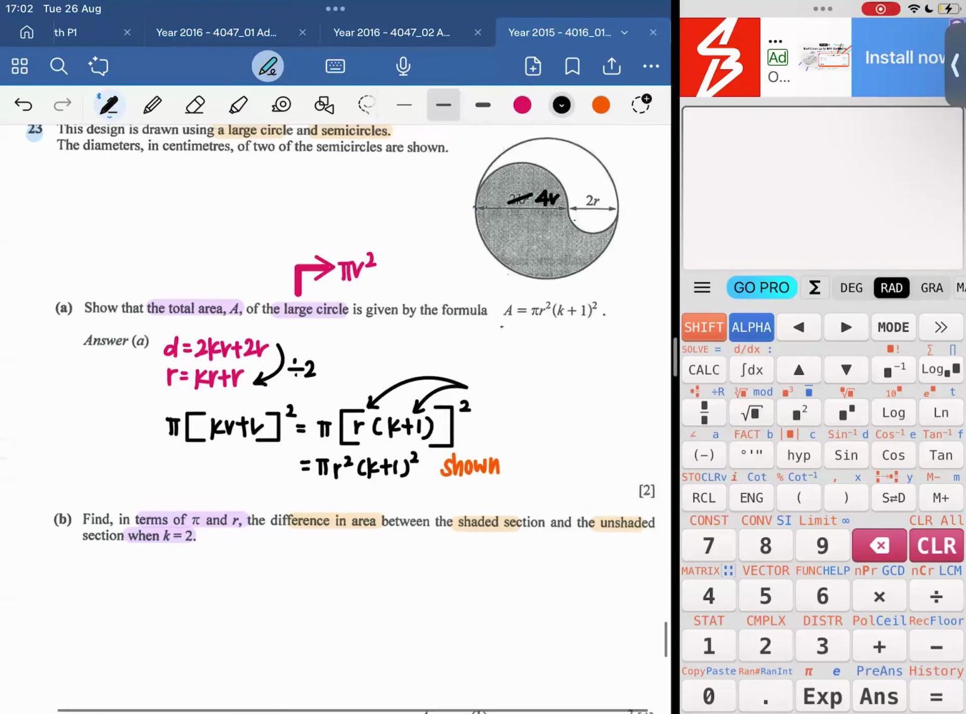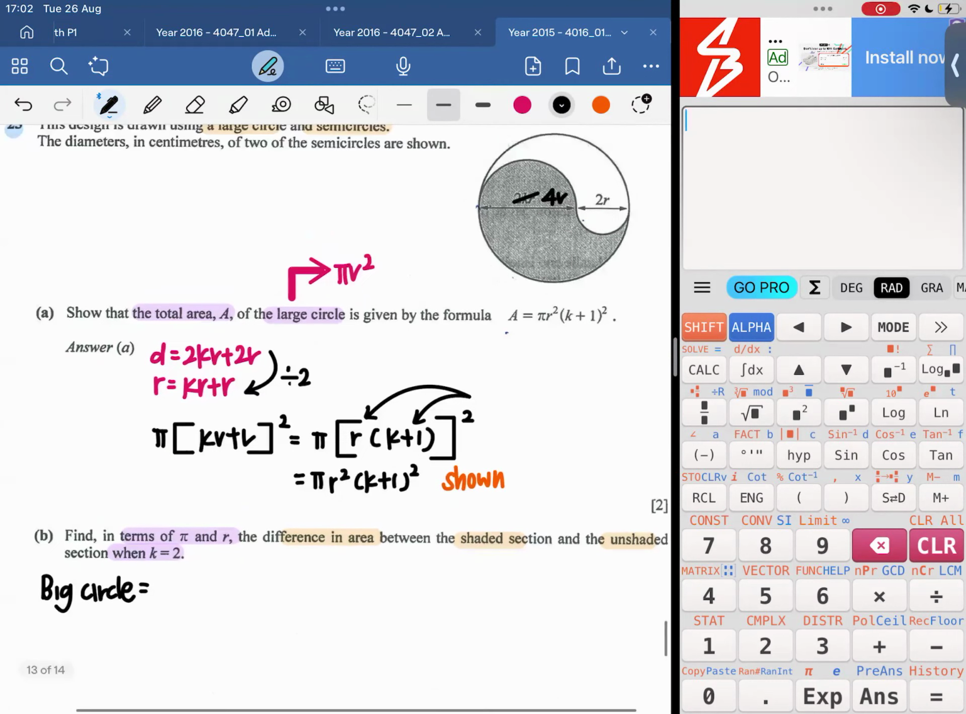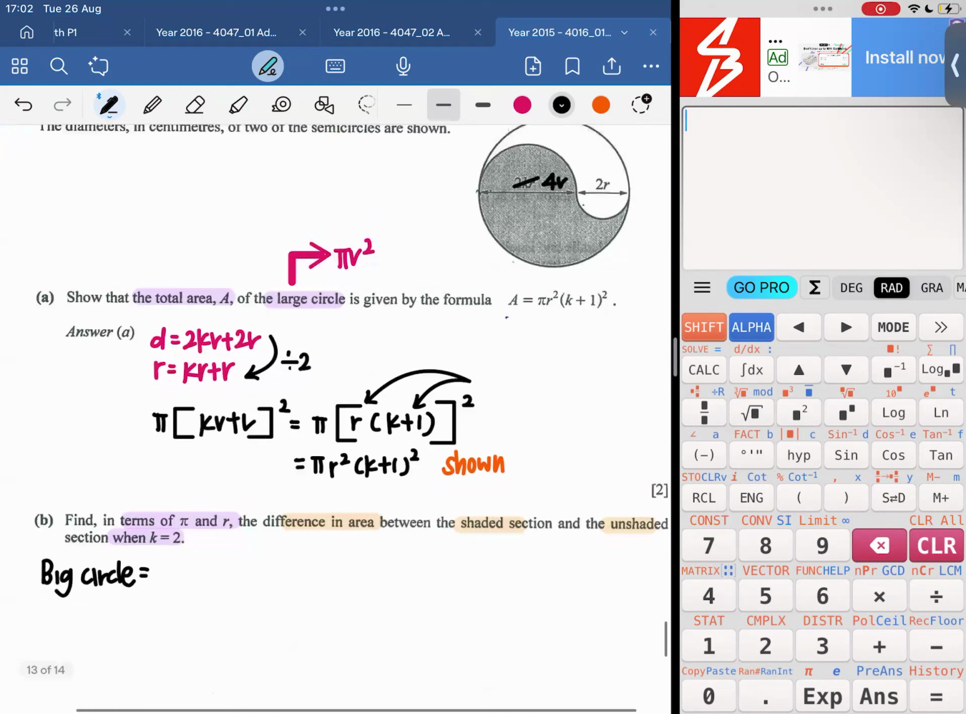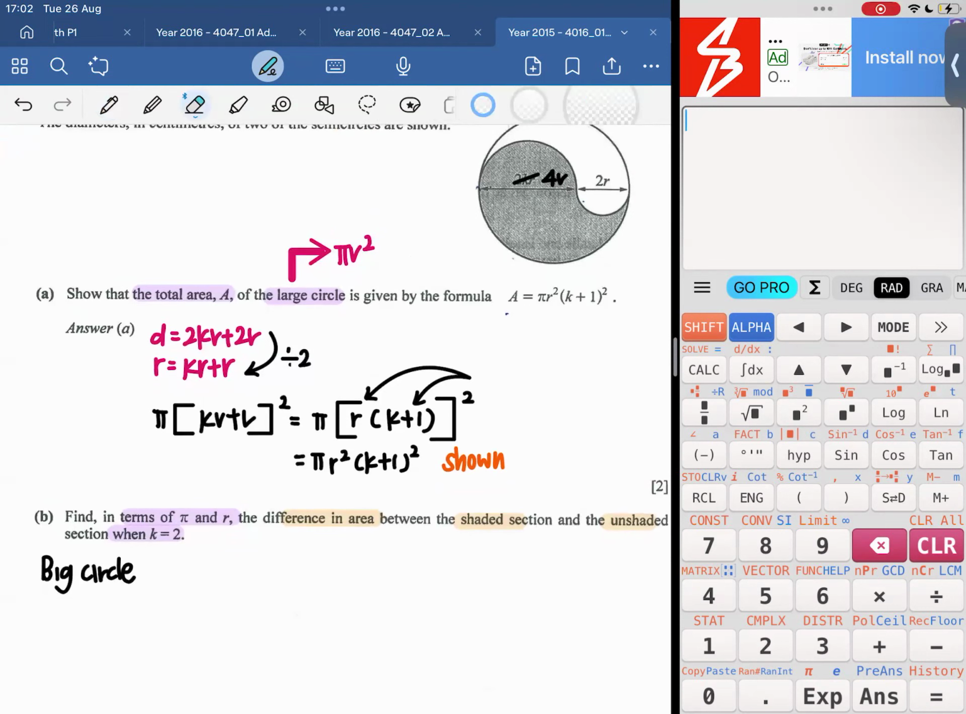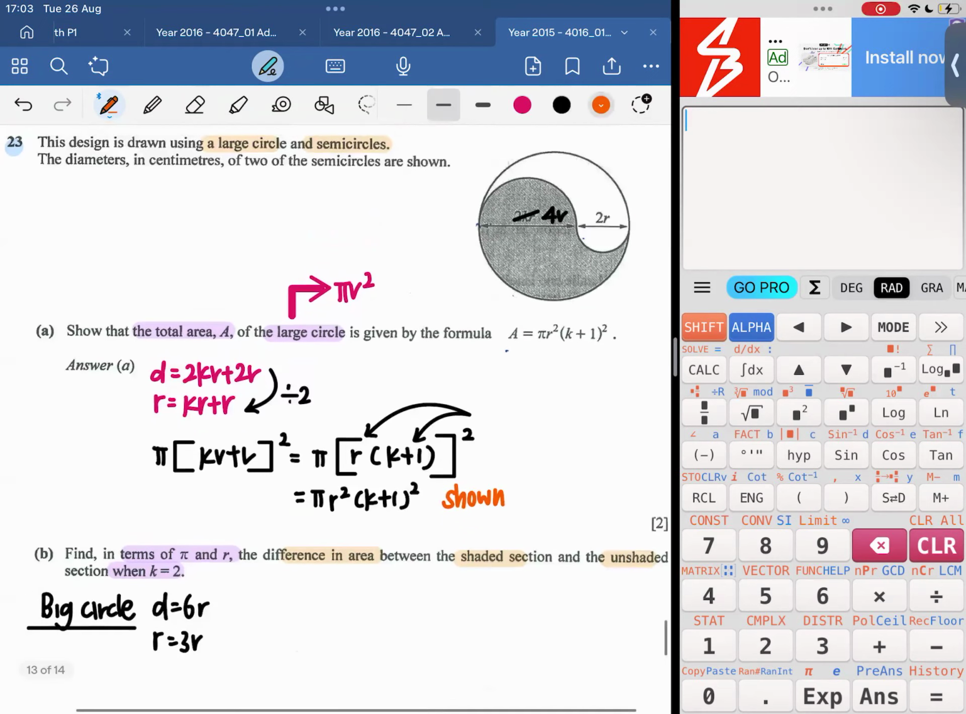So we're going to find the big circle first. They want shaded and unshaded, so I think I need to add here. Do I need the big circle actually? Yeah, I need it. So for the big circle, my diameter is 6r and my radius will be 3r. What I can do is find them slowly. I'll find this small little one first.